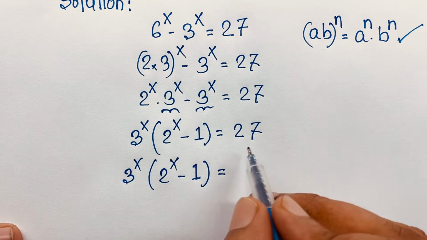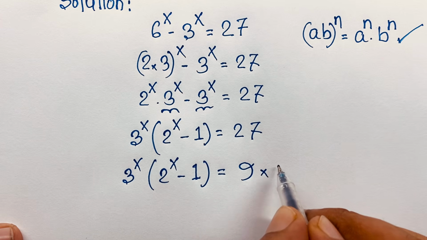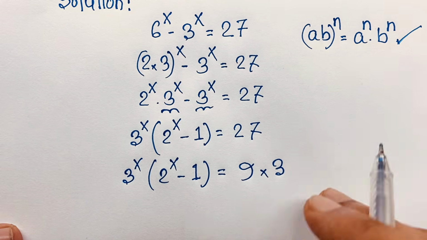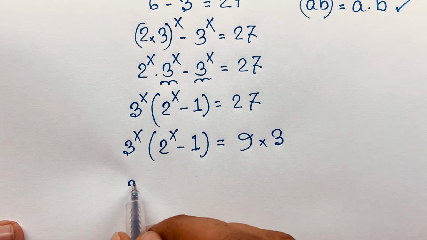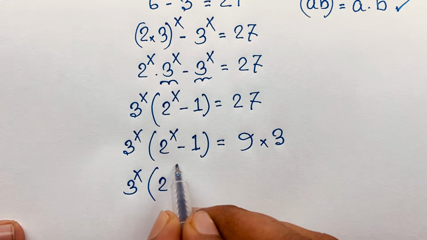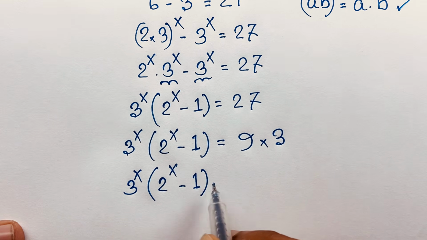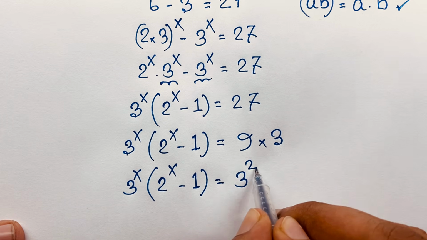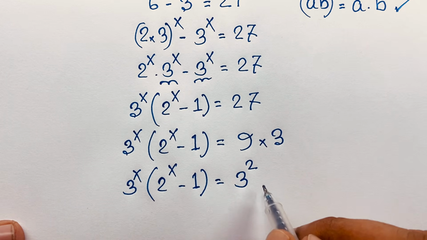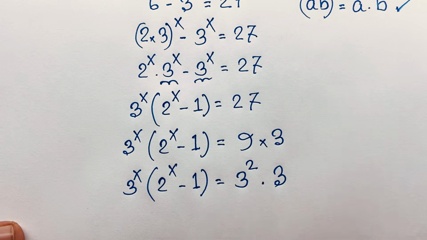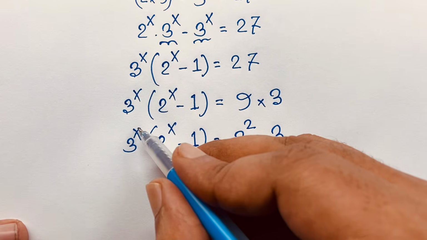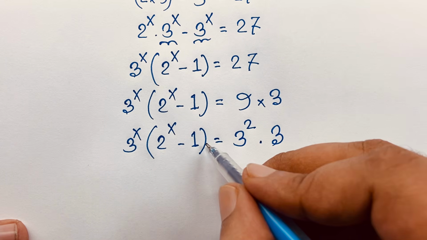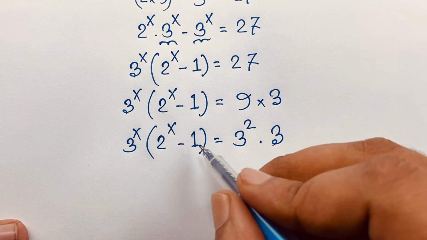Then this 27 will be 9 times 3. You can easily see 9 times 3 is 27. Then this is 3 to the power x, and this is 2 to the power x minus 1. And this 9 will be 3 to the power 2, because of that, here is 3 to the power x, this is 3 to the power 2 times 3. Now if I compare both, this is 3 to the power x, this is 3 to the power 2. Both are the same, but this is 2 to the power x minus 1, this is 3, this is not comparable.